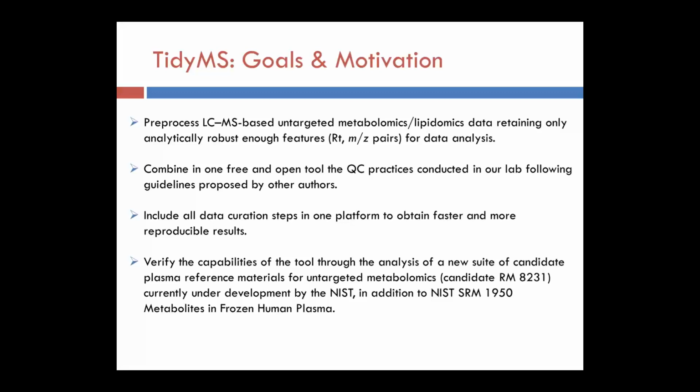And once we designed the pipeline, we aimed at verifying the capabilities of the tool through the analysis of a new suite of candidate plasma reference materials for untargeted metabolomics. That is the candidate reference material 8231, currently under development by the National Institute of Standards and Technology, in addition to NIST SRM 1950 metabolites in frozen human plasma.